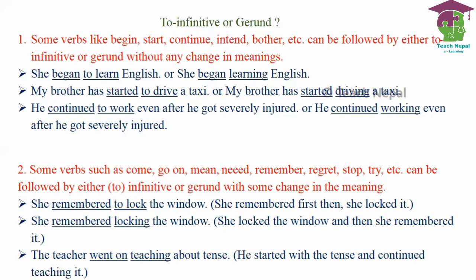to infinitive or gerund. For example, she remembered to lock the window. She remembered first, then she locked it. She remembered locking the window, right? She locked it first and then she remembered it, right? In that way.